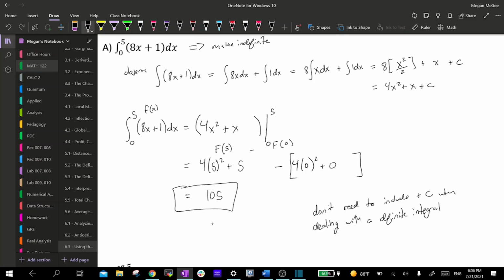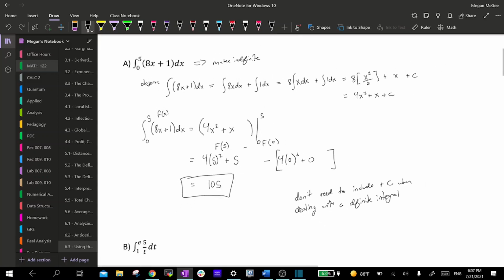All right, however, when we were looking at the indefinite integral up here, we did need to include the plus c because we were looking at an indefinite integral. Okay? Let's keep going. Let's do it again. We're going to get a lot of practice with it, don't worry.